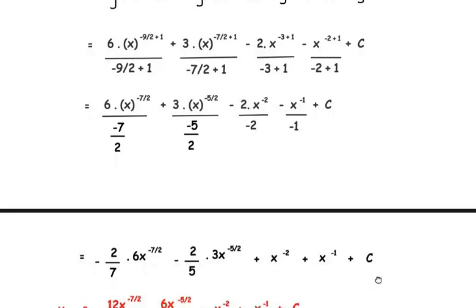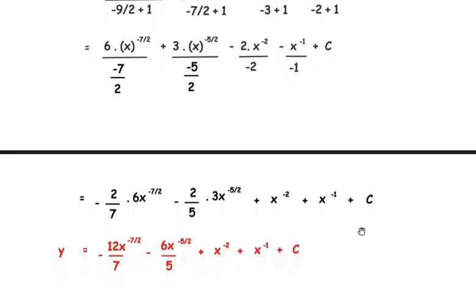Now one last step in the simplification. Now minus 2 and 6 will multiply together, giving us minus 12 over 7 times x to the power of minus 7 over 2. Now minus 2 multiplies with 3, giving us minus 6 over 5 times x to the power of negative 5 over 2 plus x to the power of negative 2 plus x raised to negative 1 plus c.